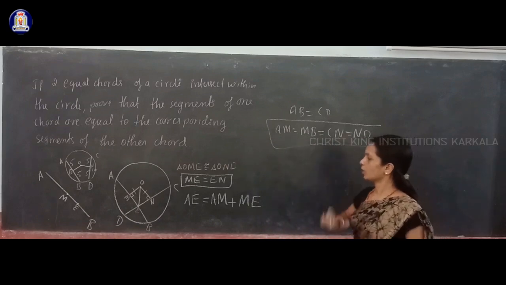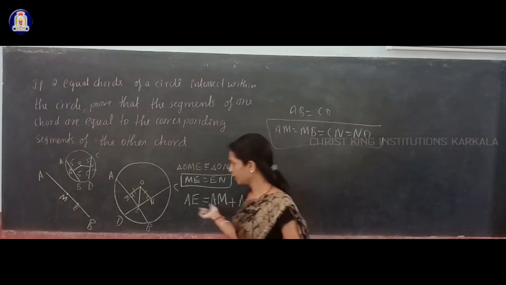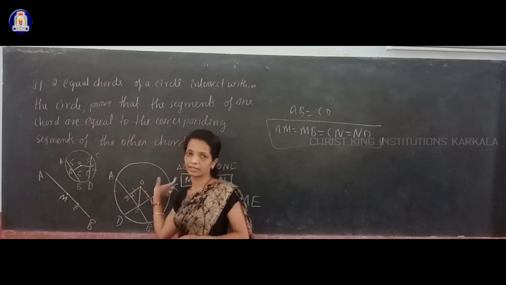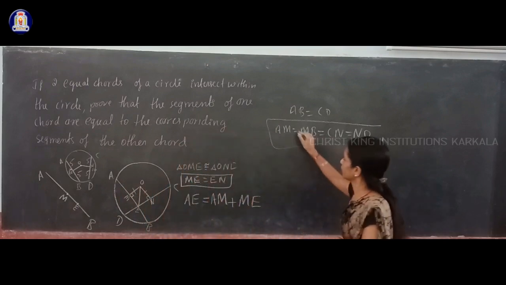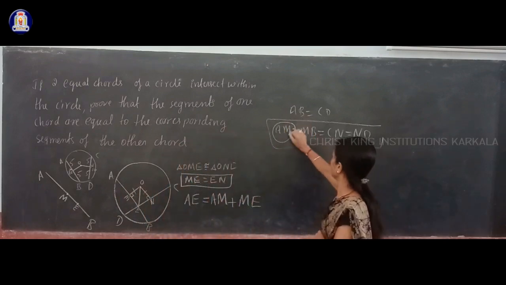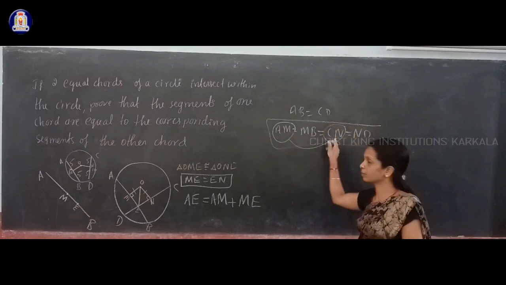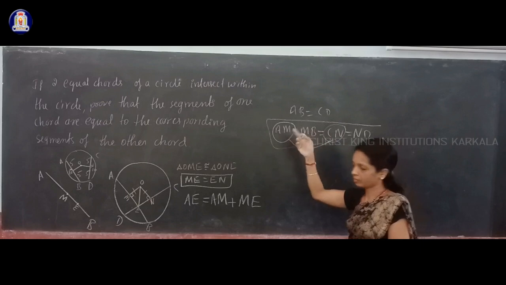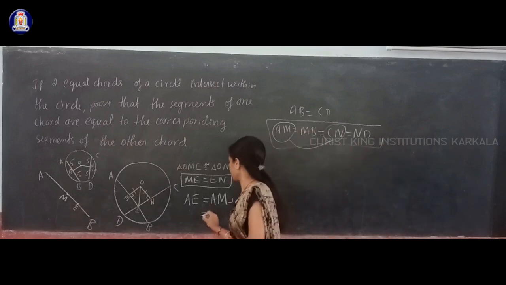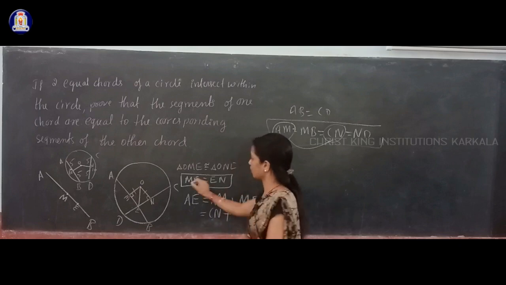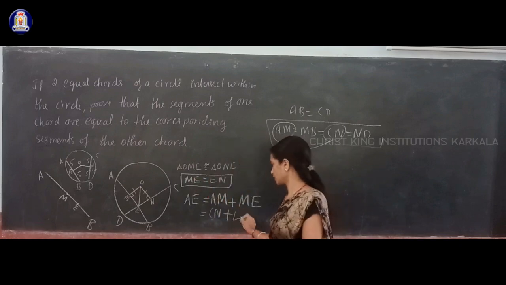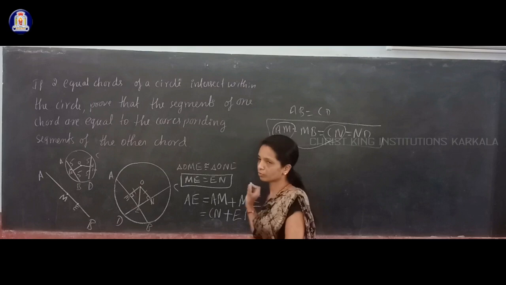Okay, so now I'll take AM is equal to CN. Can I take it like that? See here, AM is equal to CN we can take. Why? Because all these are equal. So in place of AM, now I'll write CN, and plus what is ME? ME is EN. Now you have to observe the figure.